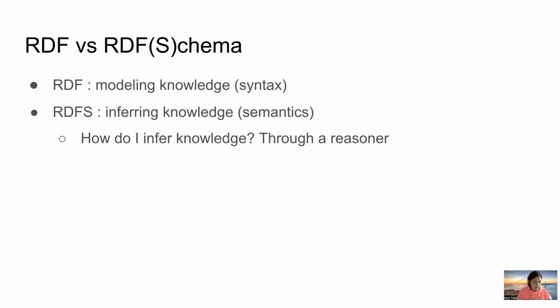The main technique we use to infer knowledge based on what we represent is using a reasoner, which will do the inferences for us. We will look into this a bit later in the ontology engineering classes. But for now, you need to remember that the difference is between syntax and semantics, so modeling versus inferring knowledge. And today we will be mostly looking at how to allow this inference.